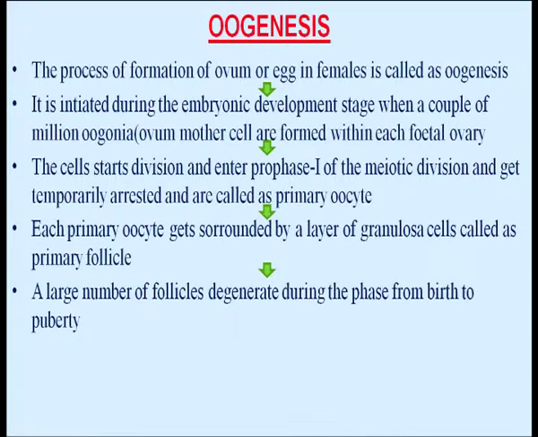These cells start division and enter prophase 1 of the meiotic division and get temporarily arrested, and are called primary oocytes. Each primary oocyte gets surrounded by a layer of granulosa cells, which is called a primary follicle. A large number of follicles degenerate during the phase from birth to puberty.